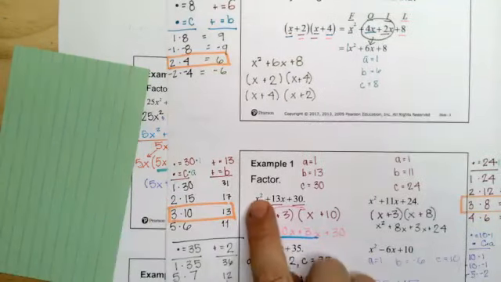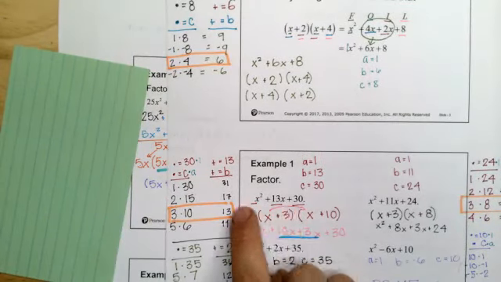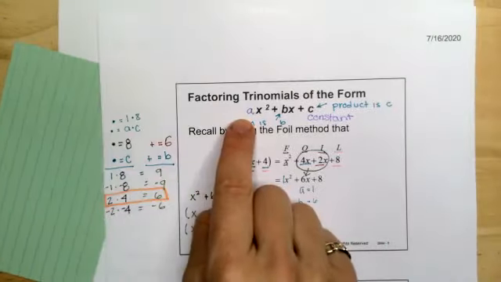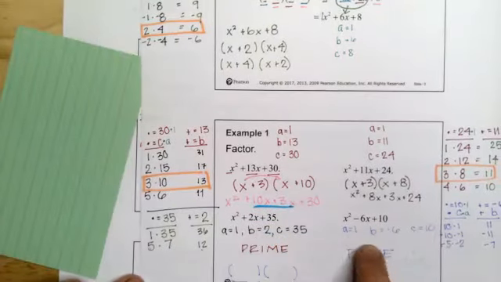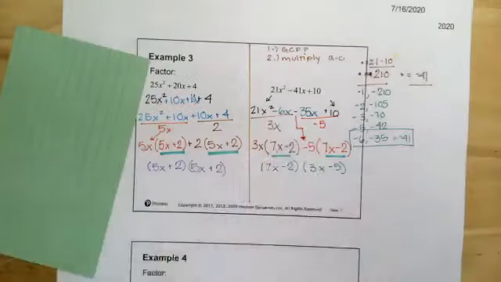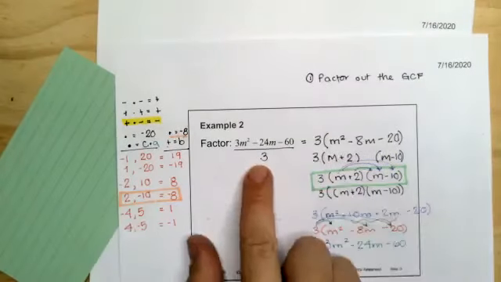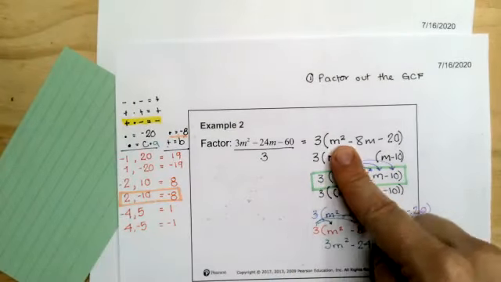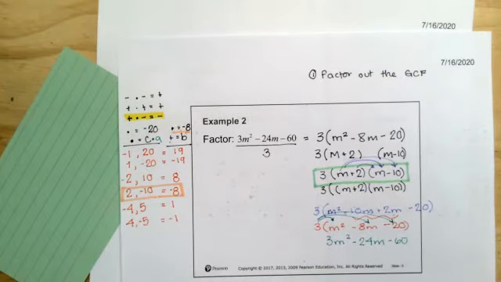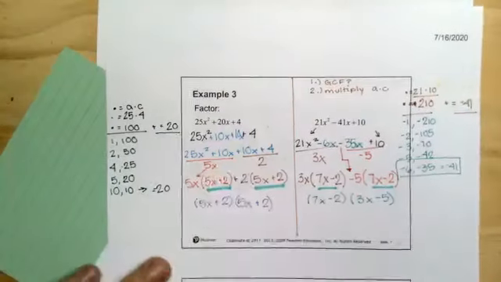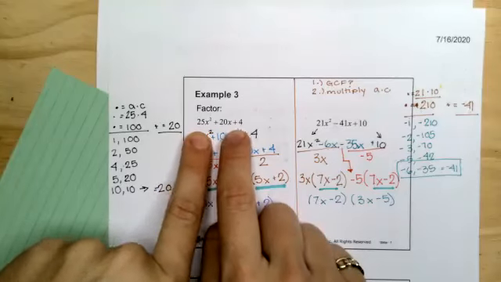Here you're working with trinomials where the a is 1. Okay, so those were our first 4 examples. The a is 1. Here we factored out a 3 so that the a was still 1. And now the big change here is the a is no longer 1.